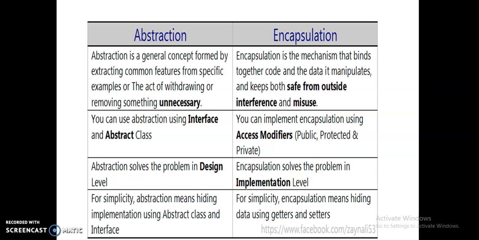In abstraction, you can use interface and abstract classes. In encapsulation, you can implement encapsulation using the access modifiers in C++: public, protected and private. These are the three modifiers used in C++ and also in the OOPS concept. Abstraction solves the problem at the design level. Encapsulation solves the problem at the implementation level. For simplicity, abstraction means hiding implementation using abstract class and interface. Encapsulation means hiding data using getters and setters.